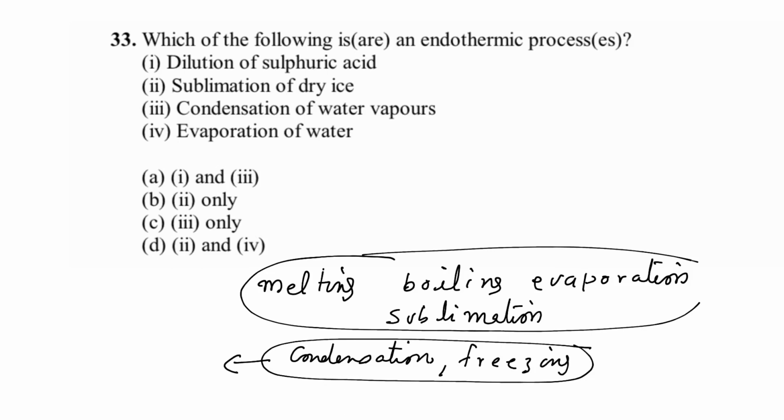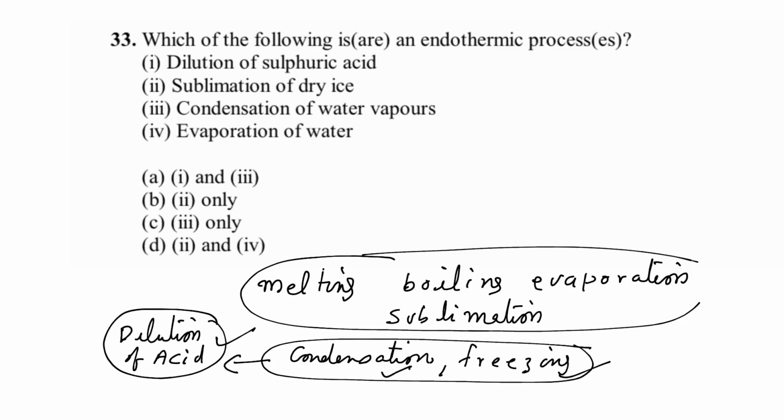It is not connected with this thing, anyhow, dilution of acid. That is also exothermic. Dilution of acid, condensation, freezing: exothermic. Melting, boiling, evaporation, and sublimation: these are endothermic. Condensation, freezing, dilution of acid is exothermic. Melting, boiling, evaporation, and sublimation is endothermic. This is a very important hint for doing this question.